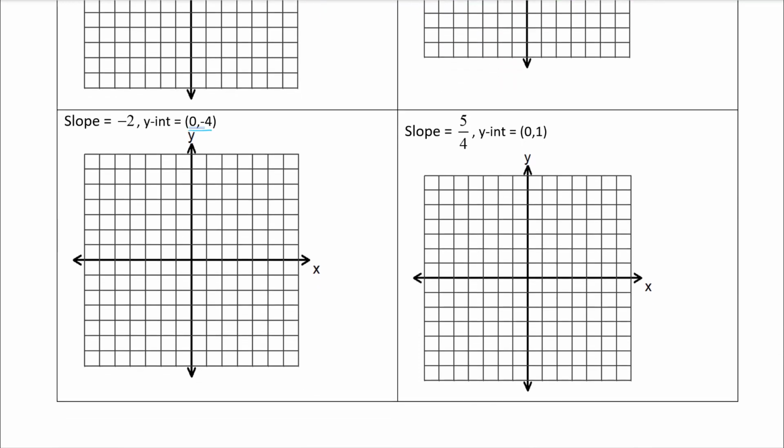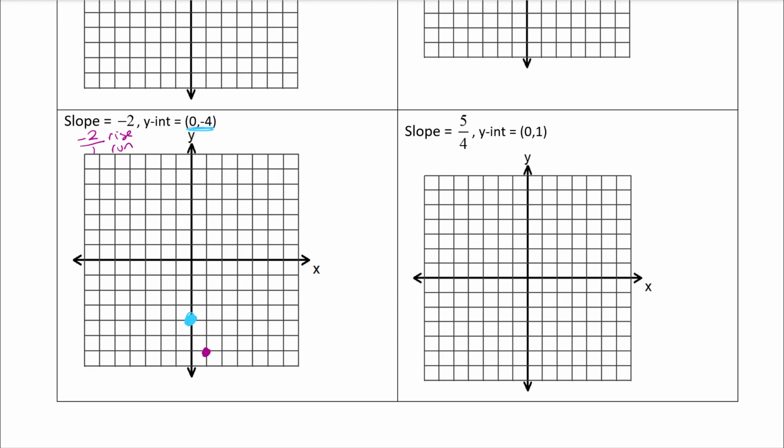Next we have a y-intercept at (0, -4). So I'm going to start my line at my y-intercept. My slope is a whole number, so I'm going to take my whole number and change it into a fraction. To change it into a fraction, I can always put it over 1. So my rise is -2, which means go down 2, and I'm running a +1.